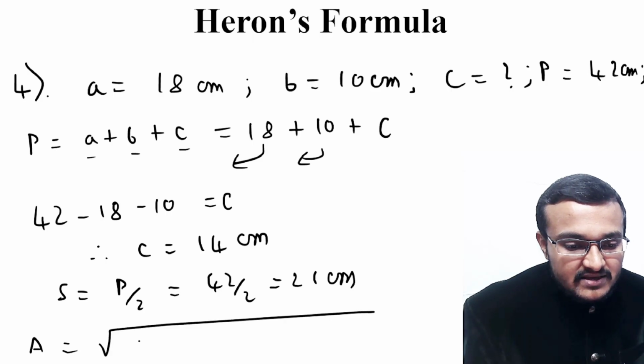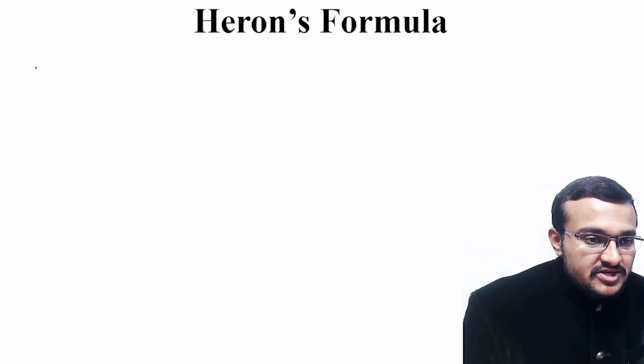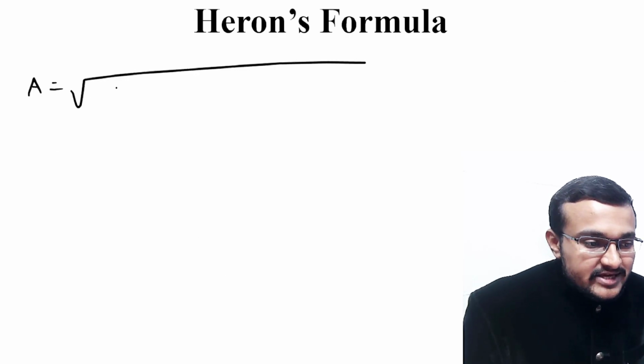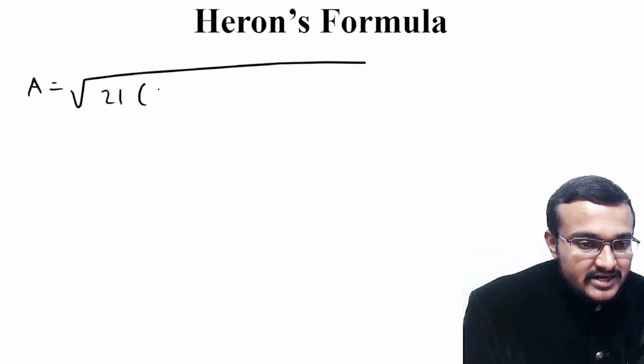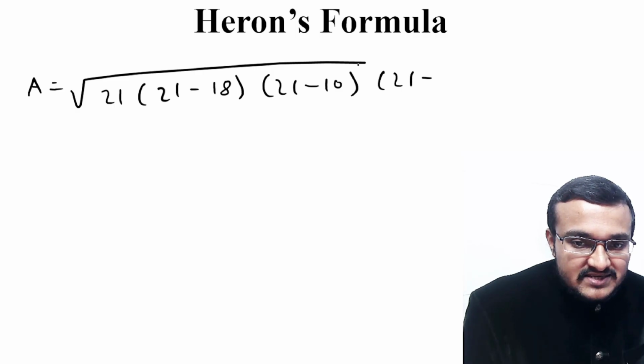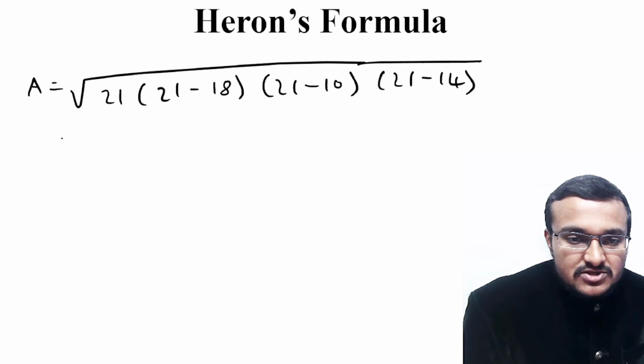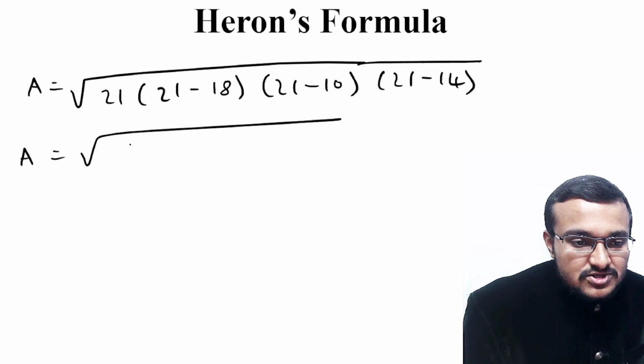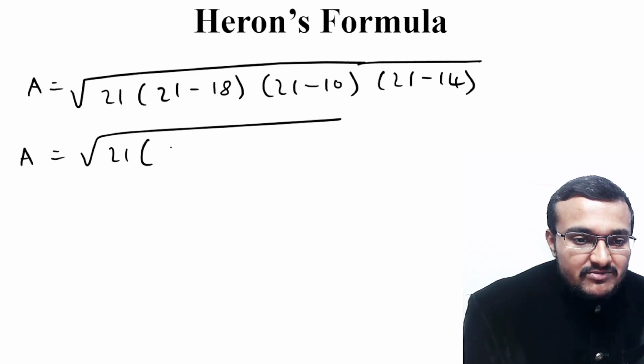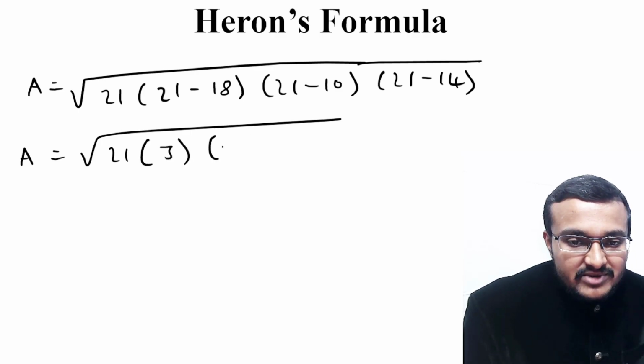So area will be square root of S into S minus A into S minus B into S minus C. So here area is equal to square root of S is 21. So 21 minus A is 18. 21 minus B is 10. 21 minus C is 14. So now you can calculate this. So 21 into 21 minus 18 is 3. 21 minus 10 is 11. 21 minus 14 is 7.